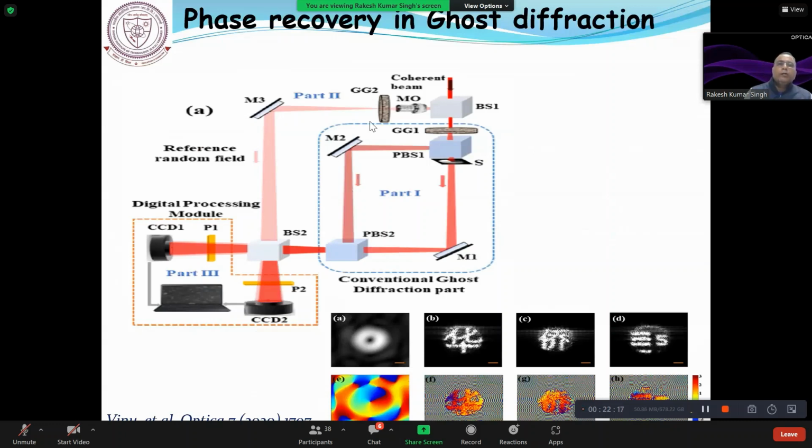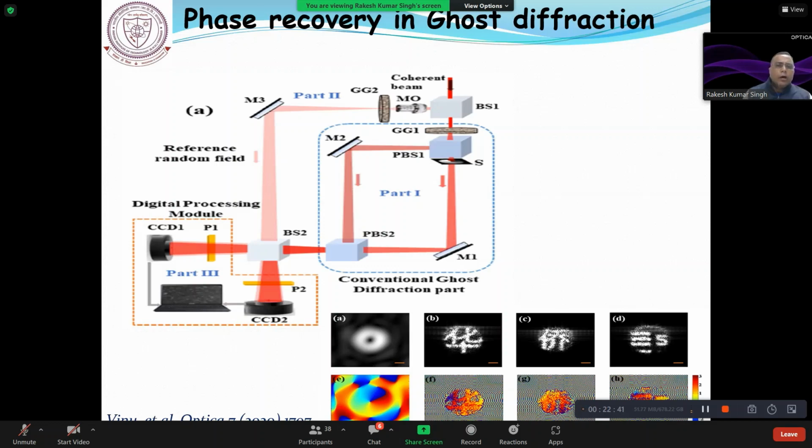So we allowed another beam with known coherence, and this is the typical ghost diffraction setup. This reference beam is mixed with this light and then this light, and you detect with the two detectors and then correlate. One light, as in ghost imaging, is interacting with the target, and the other light is not interacting. So you record at two detectors, and then once you correlate, you get the diffraction.